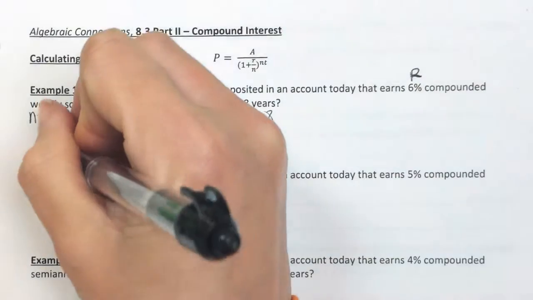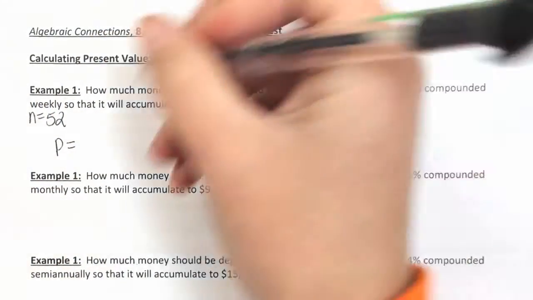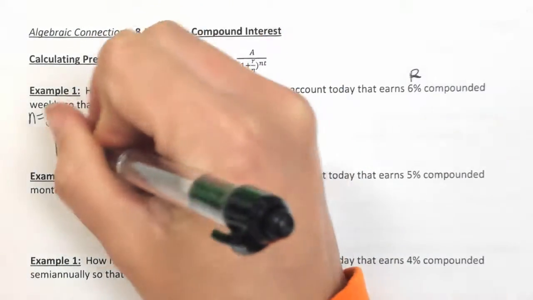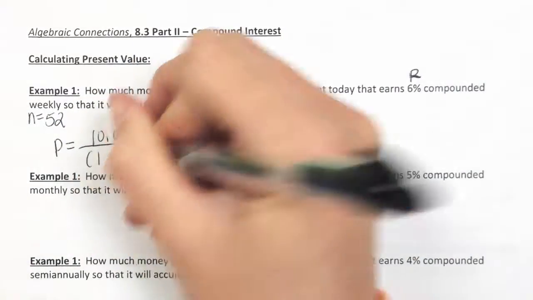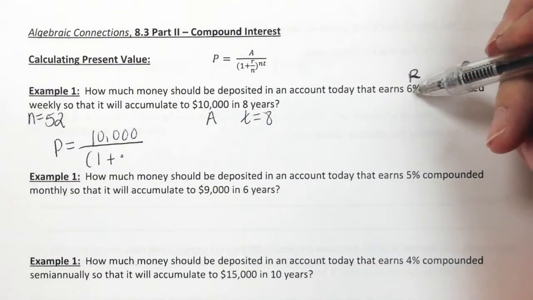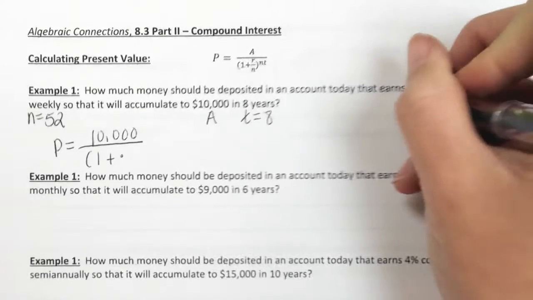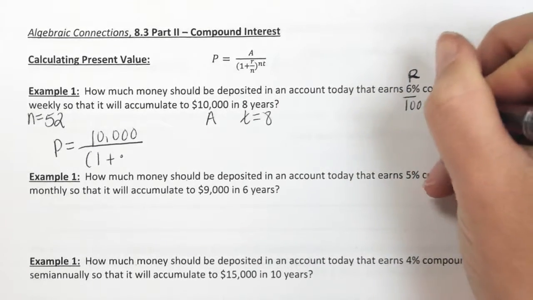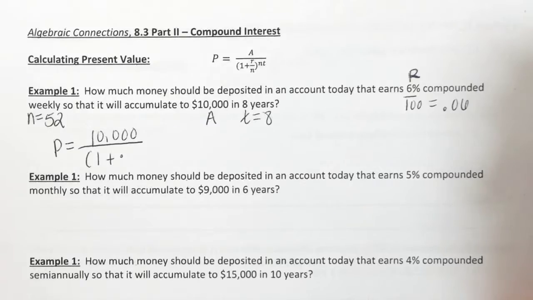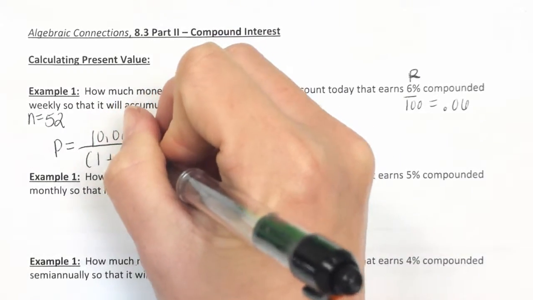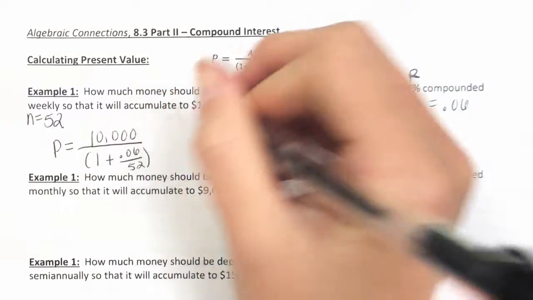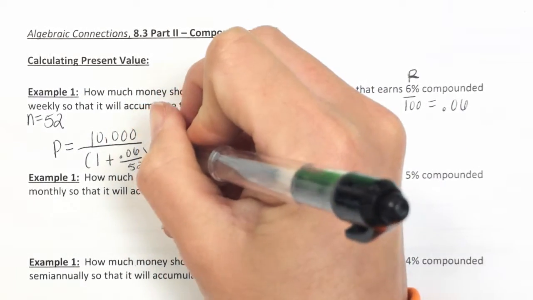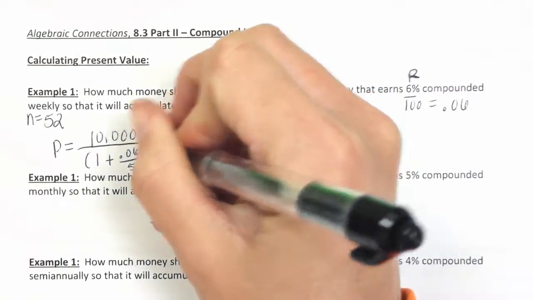So we'll have P equals A, which is 10,000, divided by 1 plus, and then 6% as a decimal, you would just divide this by 100, and you would get 0.06. So that's what we're going to fill in for R. Over N, which is 52, and then it's raised to the 52 times 8 power.